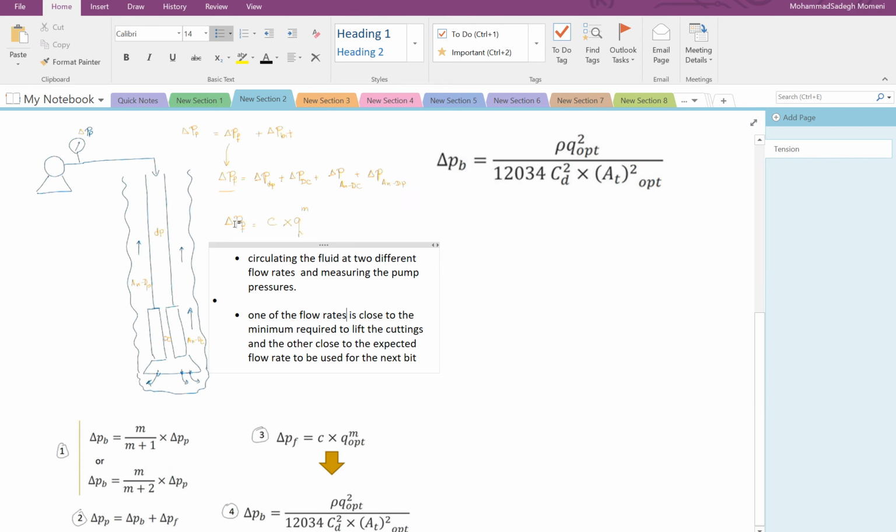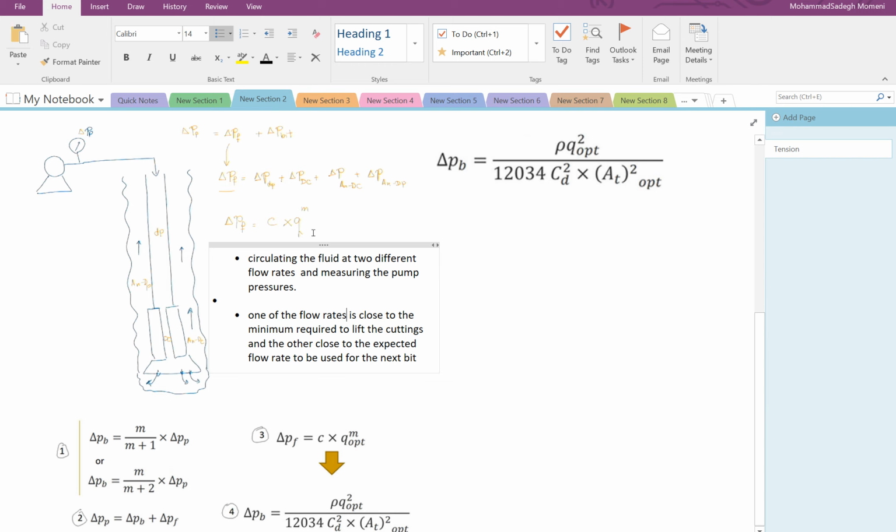And as we have discussed before in other sections, in order to find the delta PF, or the frictional pressure drop, we need to find the C and M in this power law equation that we have. Because we have two unknowns, we need two equations. We have to give two different flow rates and find the delta PF, then we can find C and M.